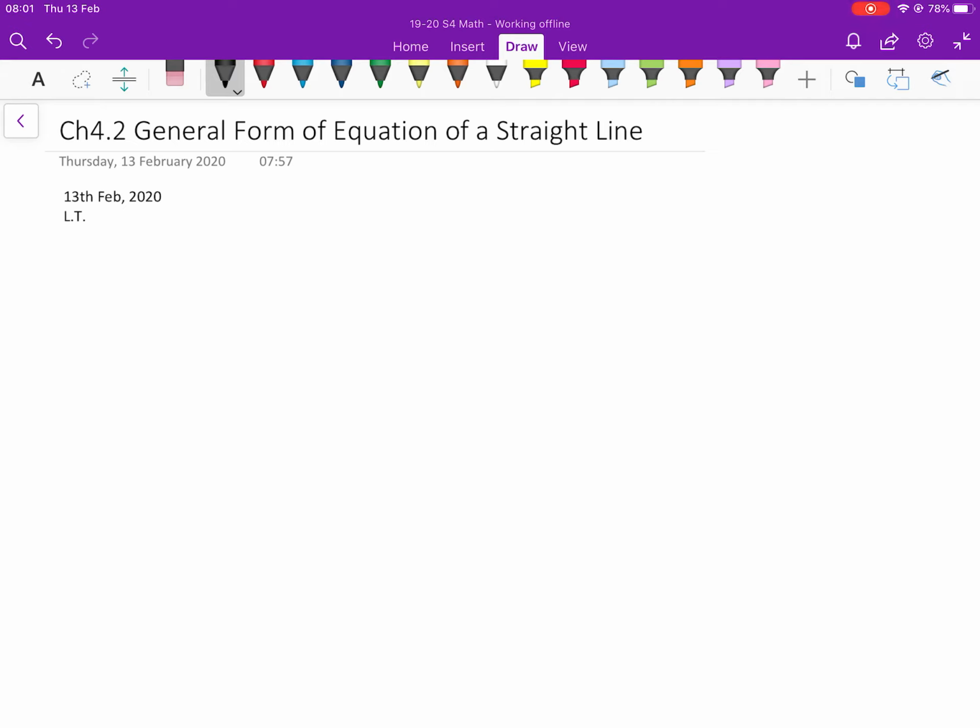Please turn to a new page of your notebook, write down the date of today and the learning targets. There are two. The first learning target is to convert y equals mx plus c into Ax plus By plus C equals 0. And the second learning target is to interpret Ax plus By plus C equals 0.